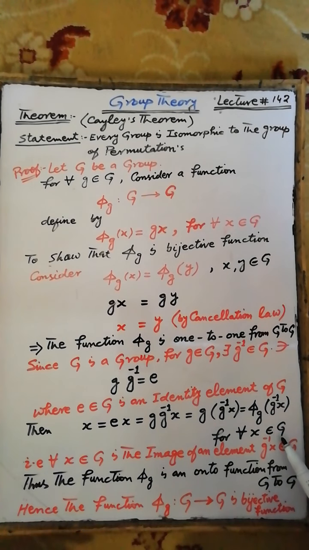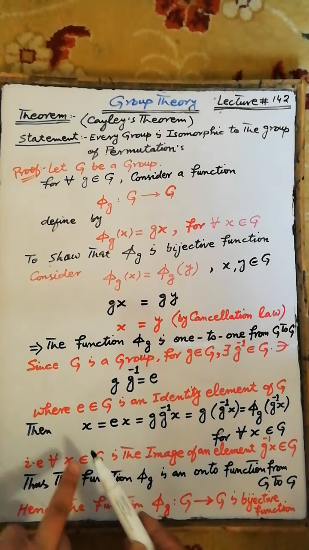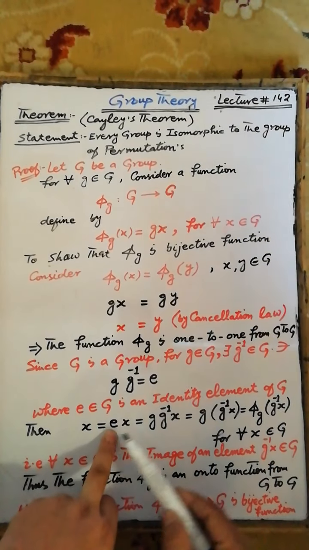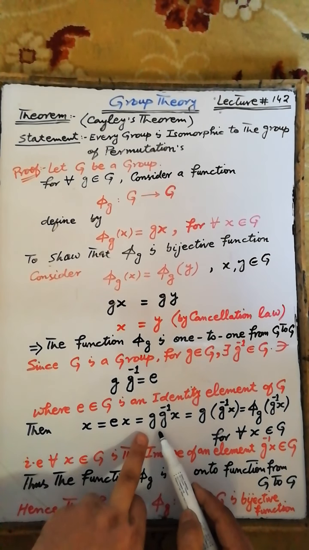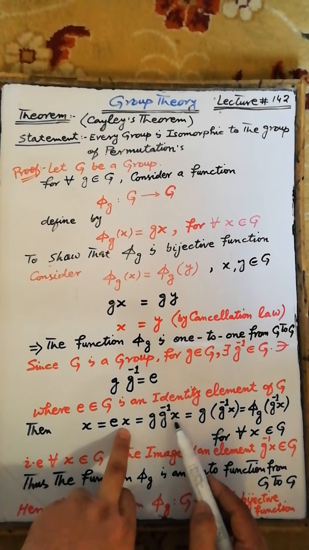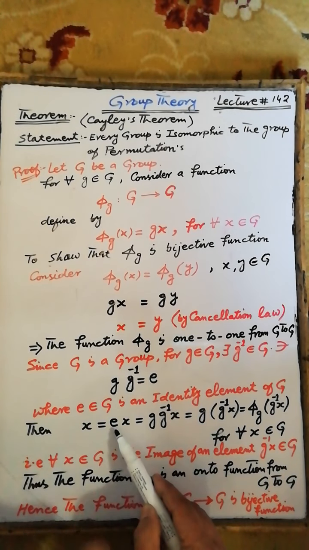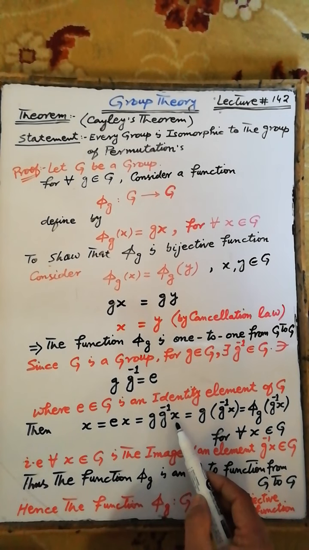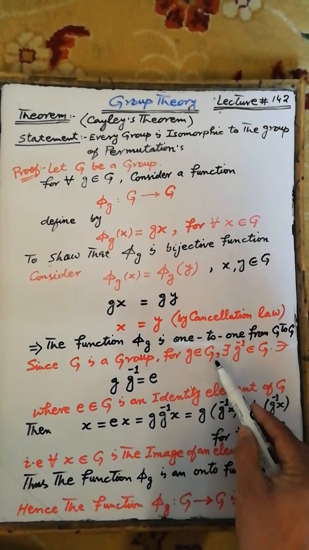Now, for an element x belonging to the group G, x is equal to the identity element e multiplied by x, where e is the identity element of this set. The identity element is also equal to g g inverse multiplied by x. That is, when we operate these two elements, which are inverses of each other, it gives the identity element, which can be written, according to the associative property, as (g g inverse) x, where x, g and g inverse are all elements of the group G.